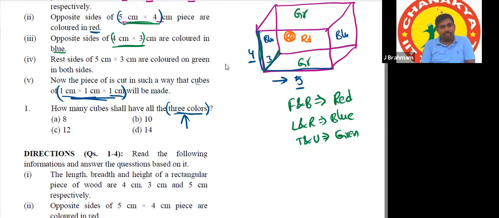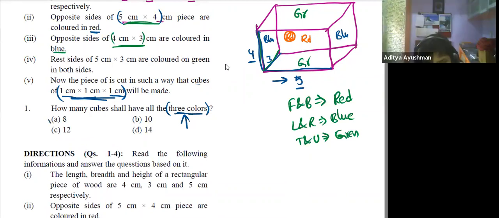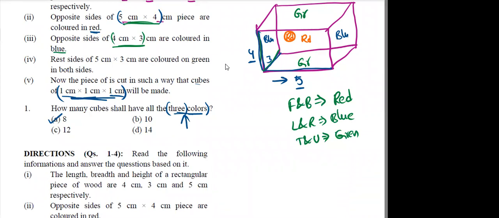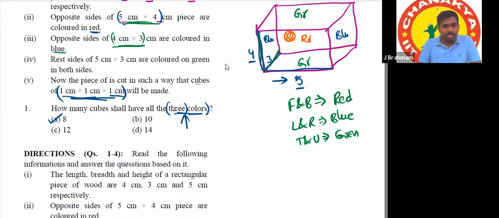Independent of color combination, we can directly say the answer is 8, because three different colors are possible with corners only. In corners only, there is 1 cube on each corner, so total 8 corners are there. That's why the answer is 8.